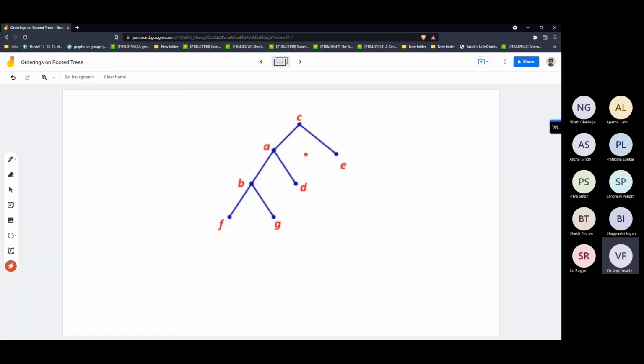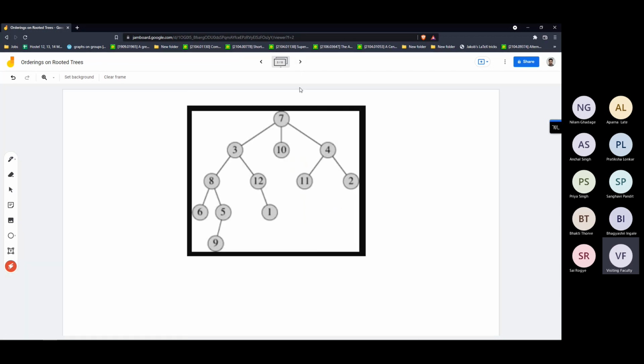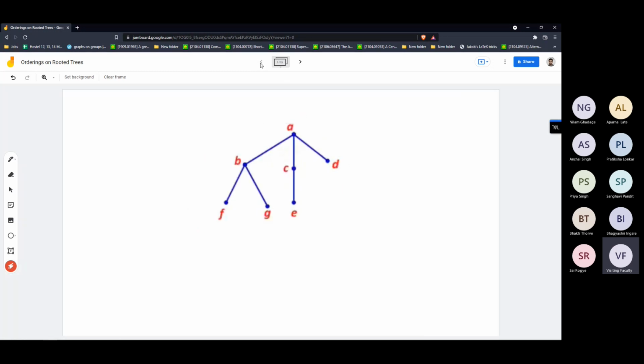Another example is this one. In this drawing, C is the root. One vertex is special, which is right at the top. Everything else is below that. So C is the root here. In this one, the vertex labeled 7 is the root. So all of you are now clear with what is a rooted tree, right? A tree with a root.